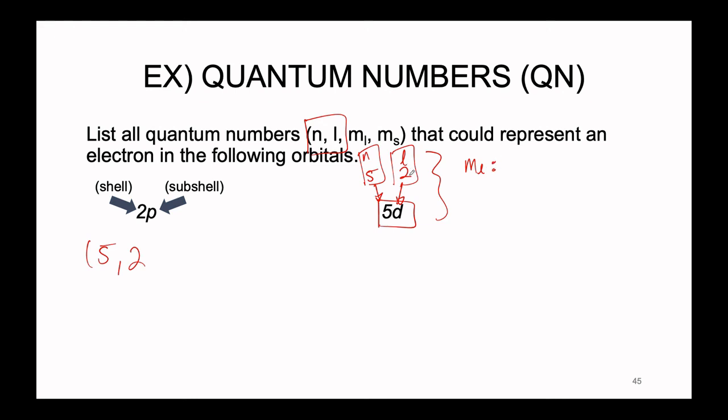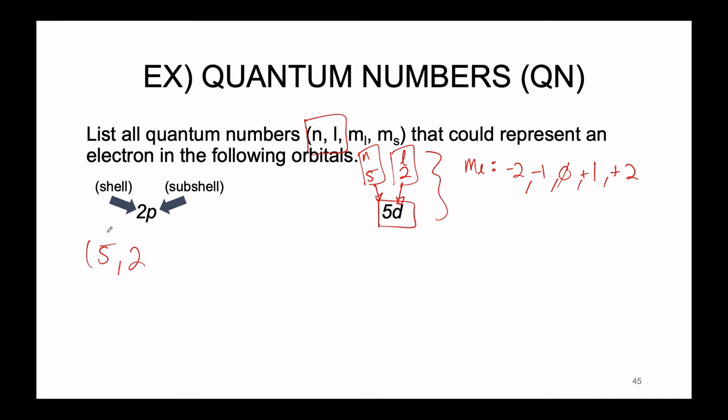Since L is equal to 2, the M sub L has to go from -L, which is -2, by integer steps all the way up to +2. So in between this, there's got to be a -1, there's got to be a 0, and there's got to be a +1. There are 5 unique and valid M sub L values. There are 5 valid home addresses for the electron if this is the combination of the neighborhood they live in.